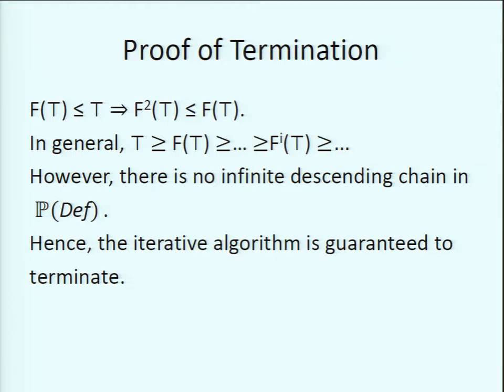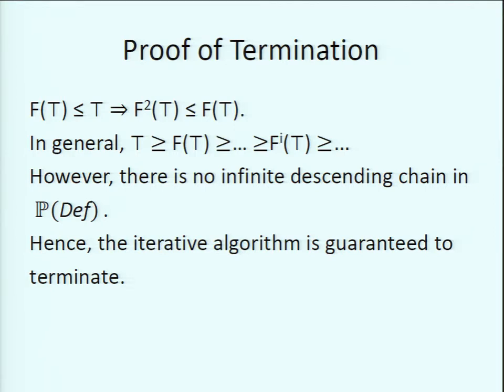But you can't go down infinitely because there is no infinite descending chain, right? It's a finite lattice. So every time you apply f you go down, but ultimately you will have to stop somewhere, right? Because the lattice itself is finite. Once you stop at a point you will have f^i of top equal to f^(i+1) of top, and that will mean that you will have calculated the fixed point.